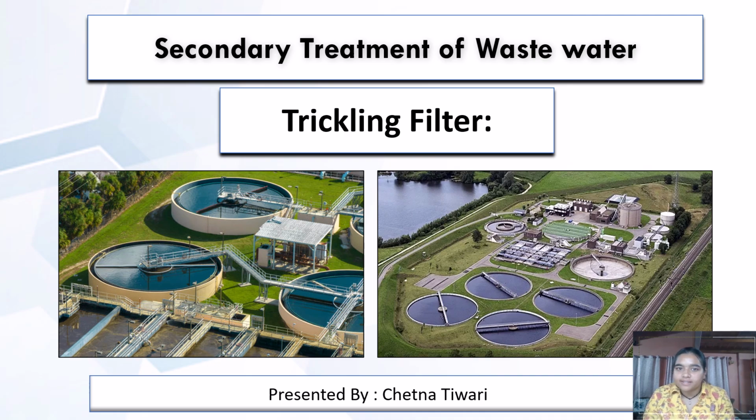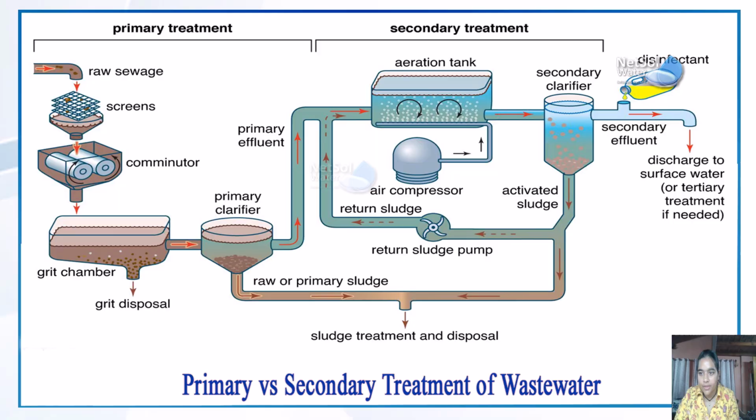Today I will be discussing the secondary treatment of wastewater and specifically the trickling filters. So let's start. First of all, I would like to tell you about the primary treatment and the secondary treatment. Primary treatment basically deals with the removal of large objects like plastics, rags, and leaves.